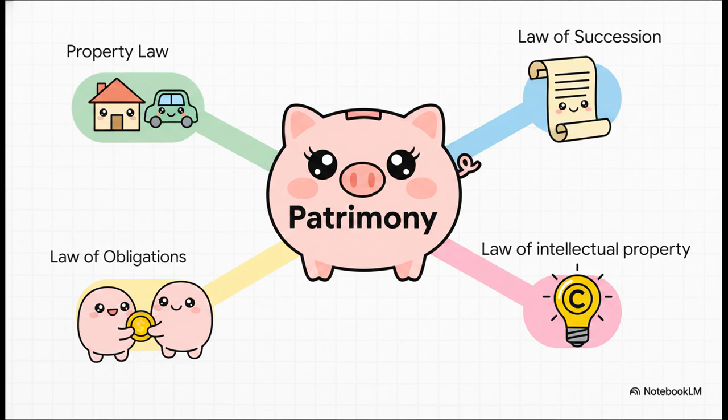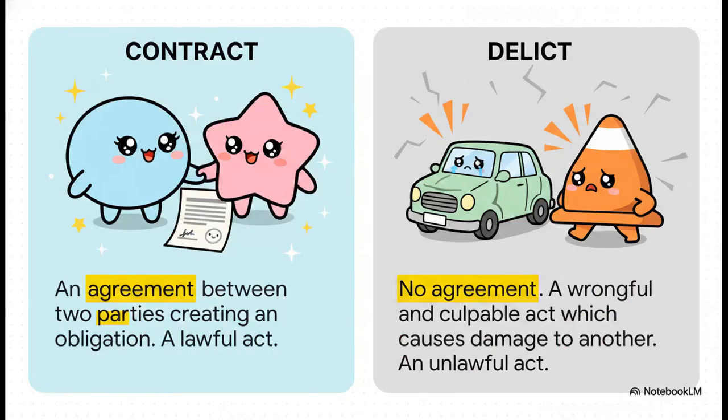Then there's the giant law of obligations. This is about the legal ties that bind people, usually because of a contract or a wrongful act called a delict. And finally, you have intellectual property law, which protects your rights to your own ideas and creations. Okay, this is another one of those distinctions you have to get right. Where do these legal obligations come from? Well, a contract is based on an agreement. You and another person willingly create rights and duties. It's a lawful act. A delict is the total opposite. There is no agreement. It's a wrongful, unlawful act that causes someone harm.